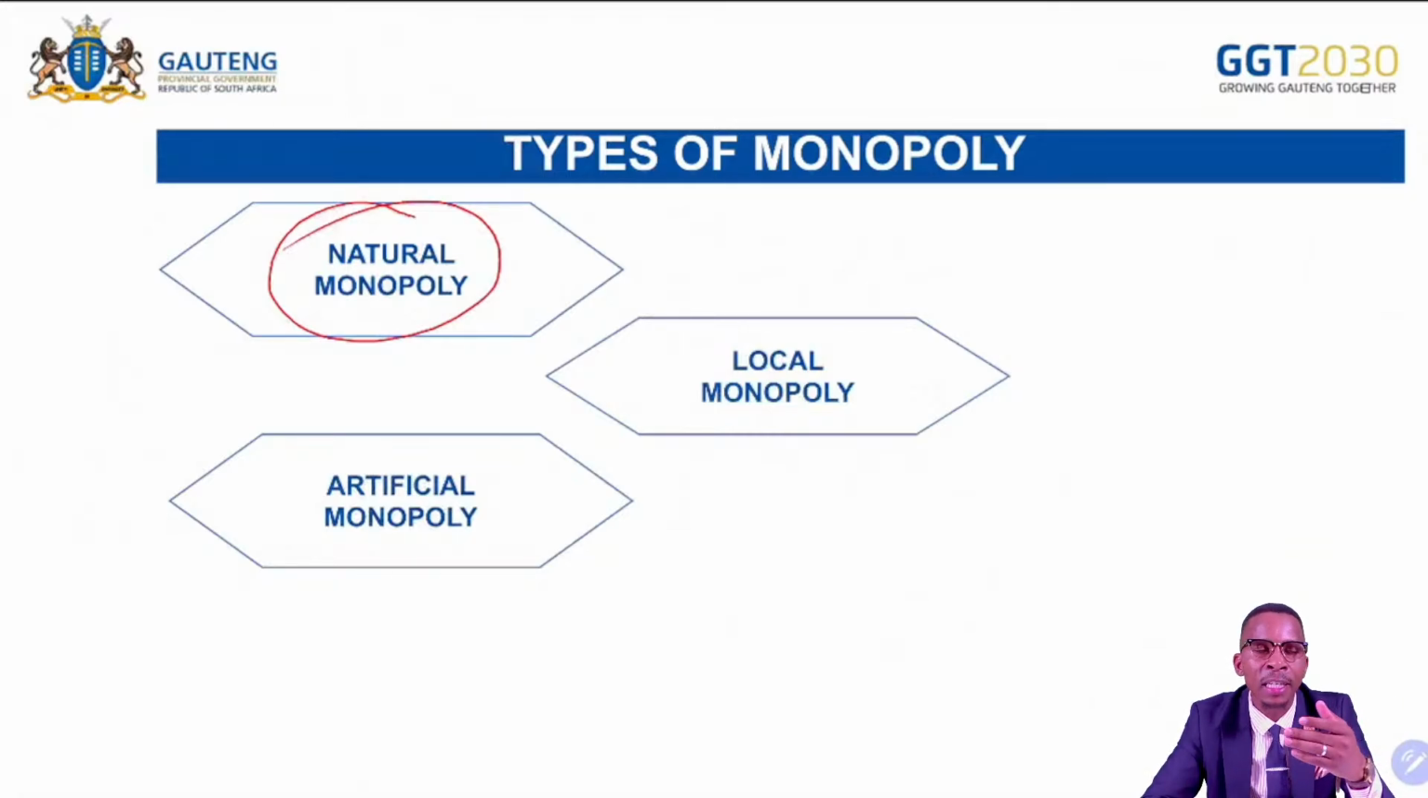For instance, I made an example about patents. Patents are legal documents that allow the firm to be the only supplier or producer of a particular product for a given period of time. It is created through legislation to allow that firm to be the only supplier. So that creates an artificial monopoly, because that barrier to entry is artificial, not natural.